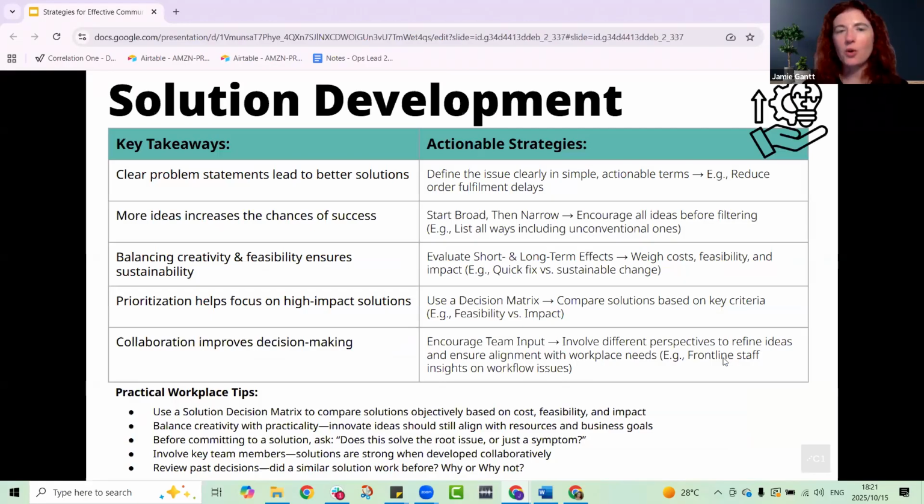Okay, so how do we develop our solutions? We get clear on our problem, we get ideas, we brainstorm, we figure out what's feasible, we look at priorities, and then we're going to collaborate to make sure that we're all on board and we're all understanding what we're moving forward with.